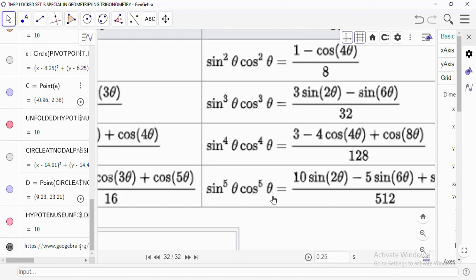All of these things are not commutative. So sin to the power 5 theta into cos to the power 5 theta is not the same as cos to the power 5 theta into sin to the power 5 theta, and these are not at all the same as sin theta into sin theta into sin theta into cos theta into cos theta into sin theta into sin theta into cos theta into cos theta.